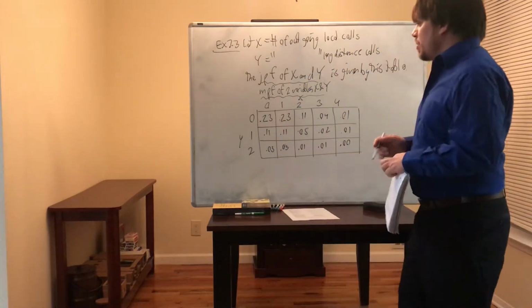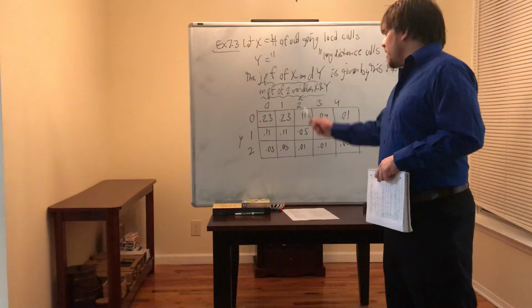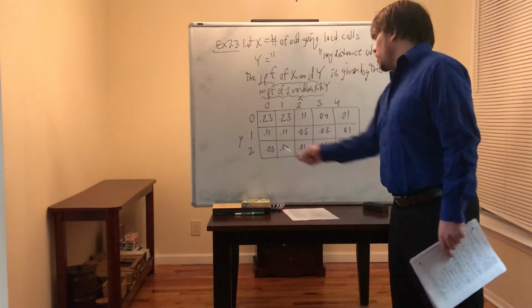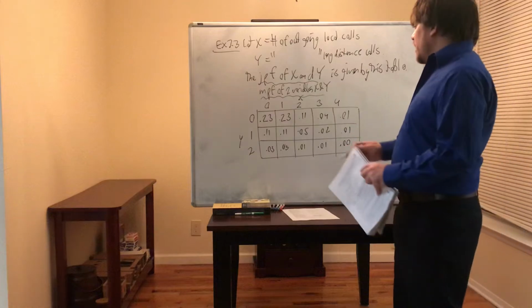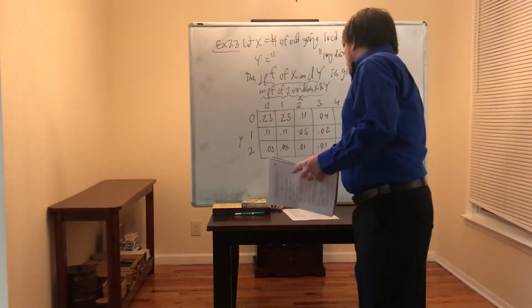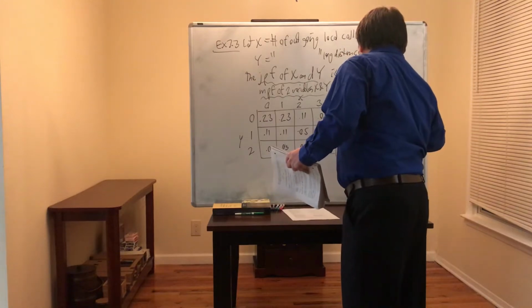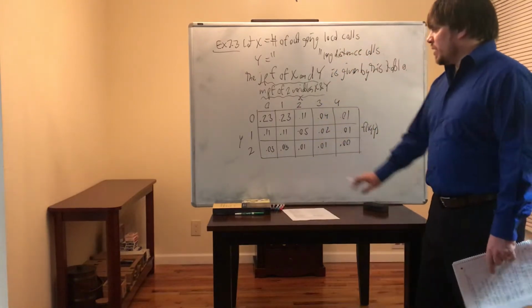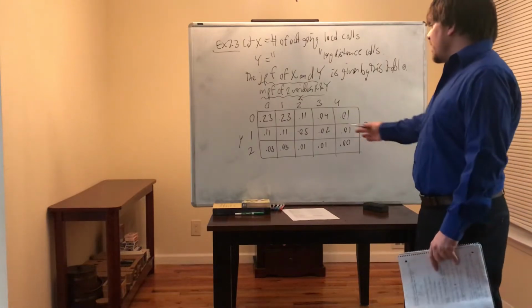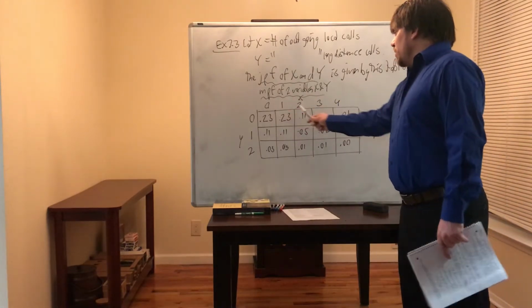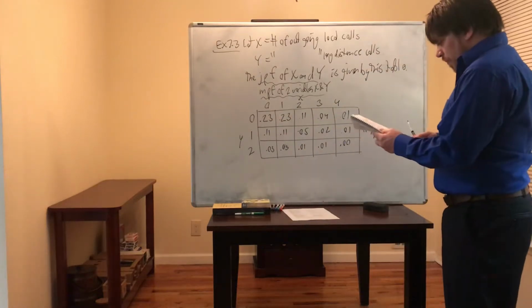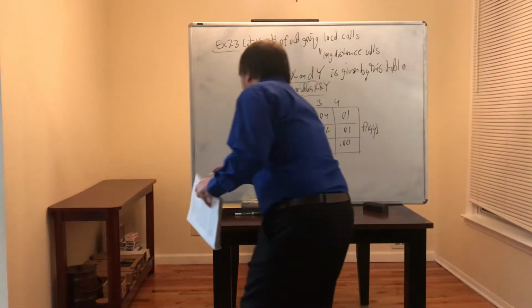What this table is saying, for instance, is that the probability that x equals 2 and y equals 1 is 0.05. The probability that x equals 4 and y equals 1 is 0.01. It shows the other possible values too. The numbers in the box are the values of the probability function f of x comma y: the probability that x is equal to the number at the top and y is equal to one of the numbers on the side.